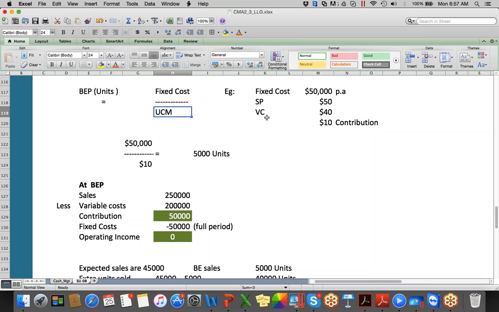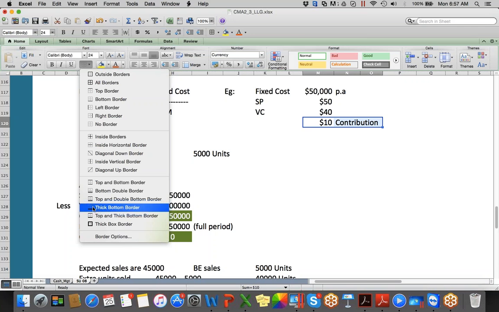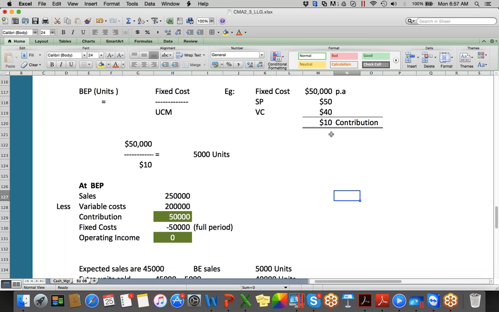Take an example. We have fixed cost for entire year is 50,000. The sales price of our product is $50. Variable cost is $40. Therefore, the contribution per unit is, how much? $10. Now, when I sell one unit, I'm getting a contribution margin of $10. I want to recover entire fixed cost of full year from some number of units which I'm going to find out. Fixed cost divided by contribution margin.